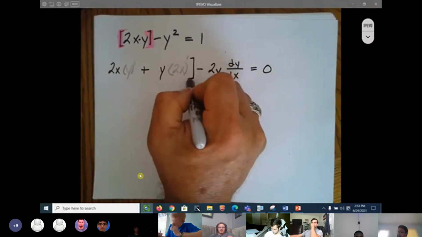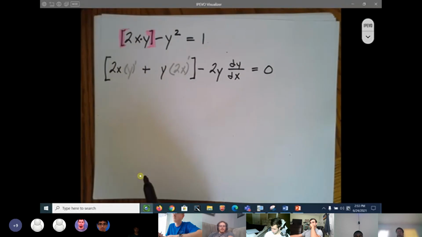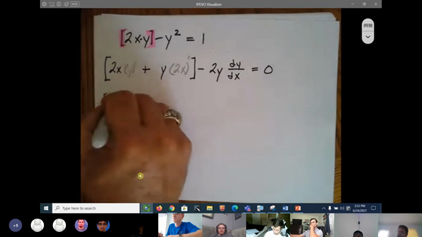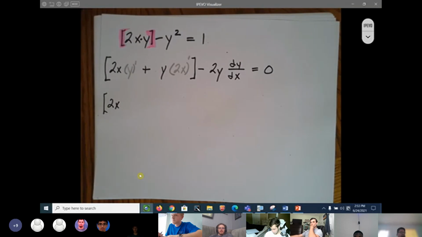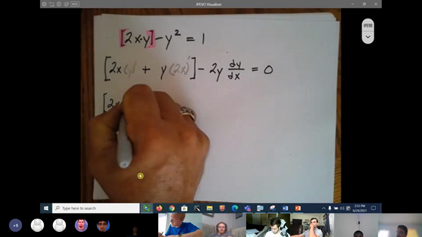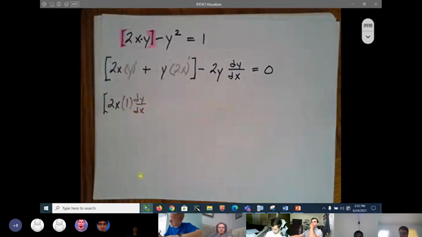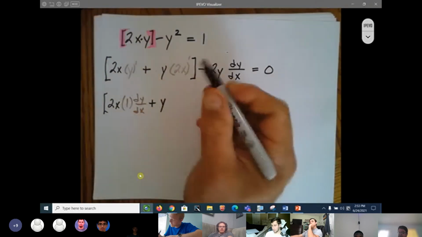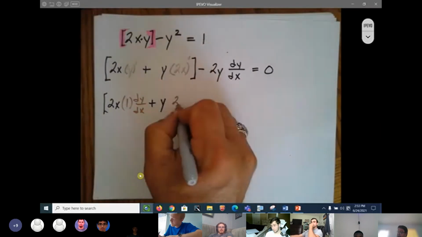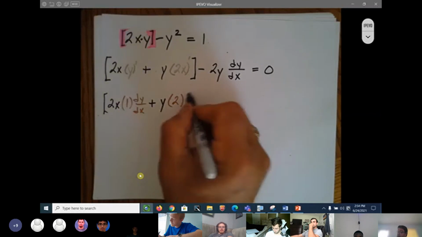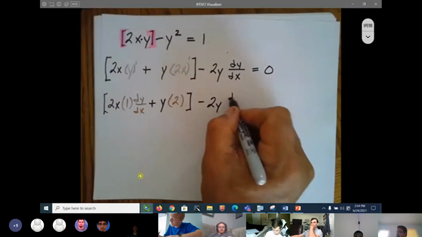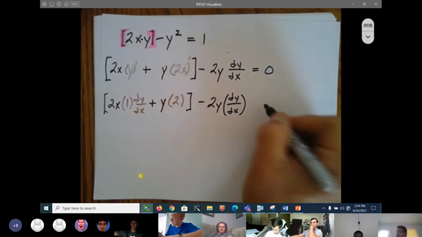And I'm going to put these in brackets because we got to take the derivative of those with respect to dy dx. (2x), and since I wrote the y prime in, I'm going to use a different color. That's going to be 1 times dy dx plus y times 2. Minus 2y dy dx equals 0.